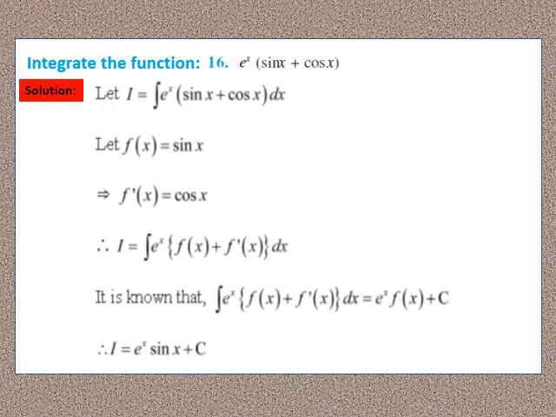So here e power x is as it is and f x was sin x. So the integral will be e power x into sin x plus constant of integration c. If you remember the formula that the integral of e power x into f x plus f dash x dx equals e power x f x plus constant, this sum will be very easy. Clear? So pause and note down the solution.